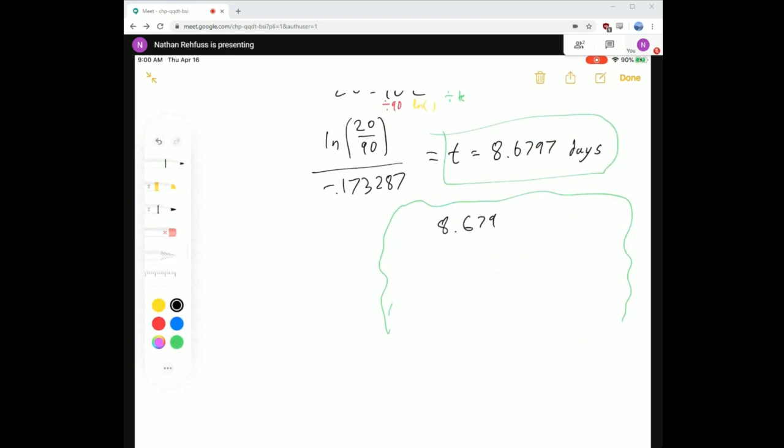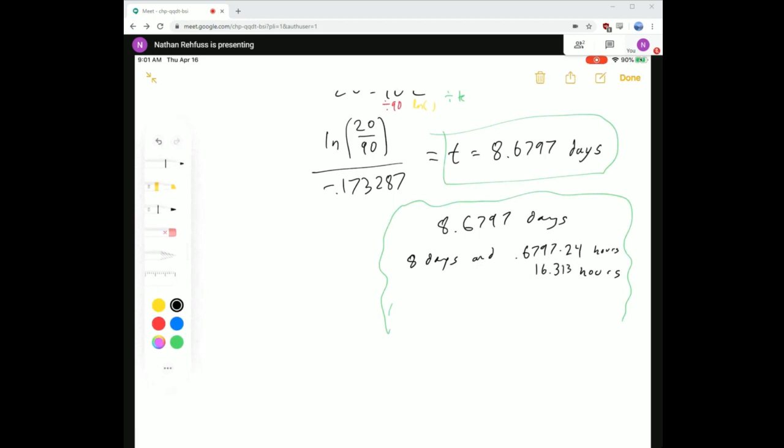8.6797 days. Well, that's 8 days and 0.6797 times 24 hours, because there's 24 hours in a day. So I take just the fractional part. In my calculator, I can subtract 8 to just have that fraction. I multiply by 24, and I get 16.3 hours. Well, 16.313 hours if we're being precise.